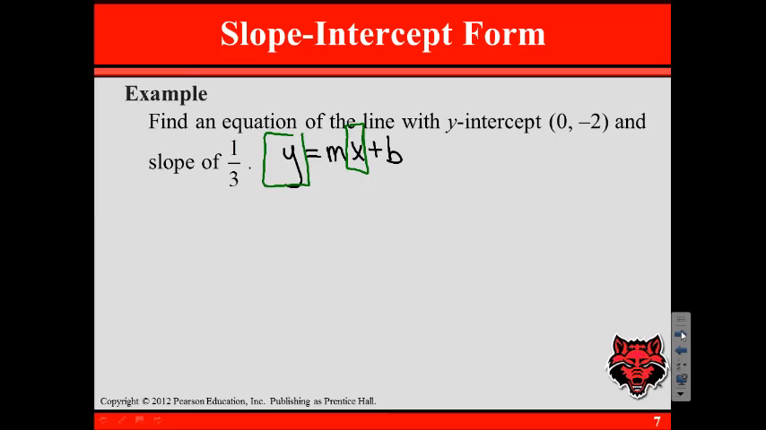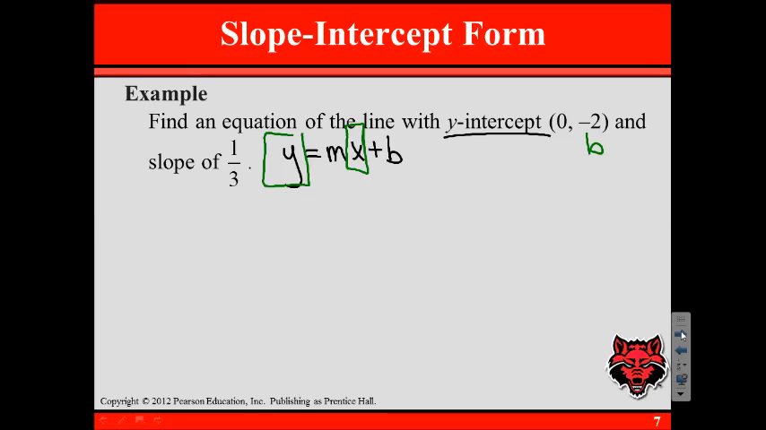As we go back through the information, we're told the y-intercept is (0, -2). Remember, the x value is always 0. The y value is exactly b. So here, -2 is b.